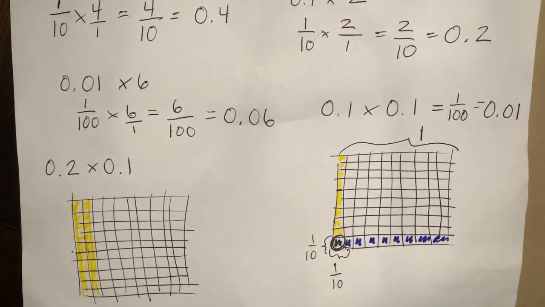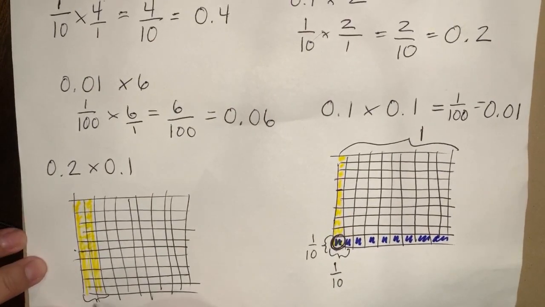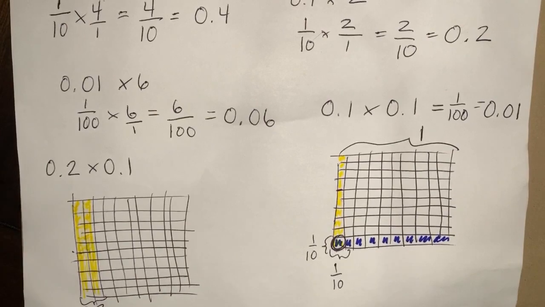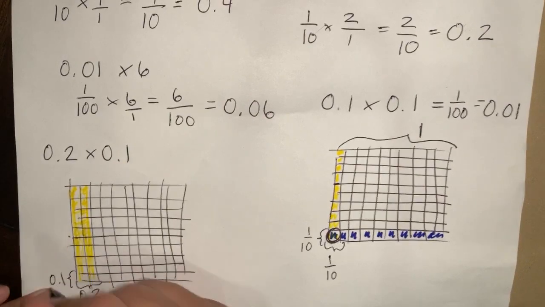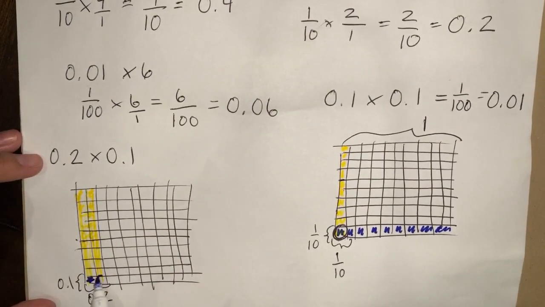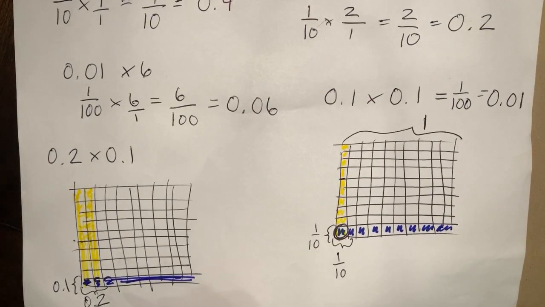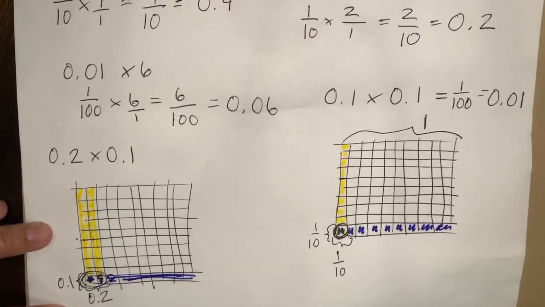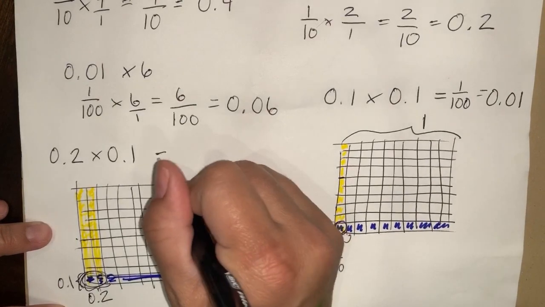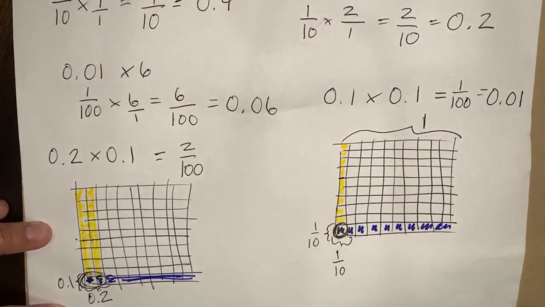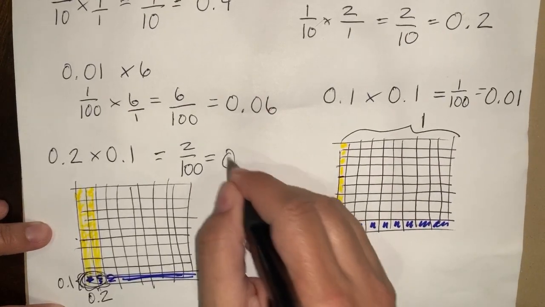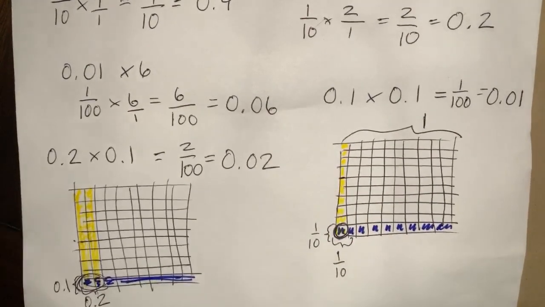0.2, or 2/10, and then we're going to go 1/10 the other direction, shade that, and then we're going to check the overlapping pieces. Overlapping, we have 2 parts now, so we have 2 out of 100 overlapping, and then written as a decimal, 0.02.